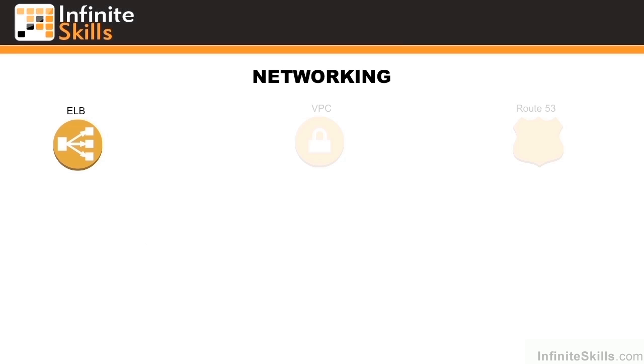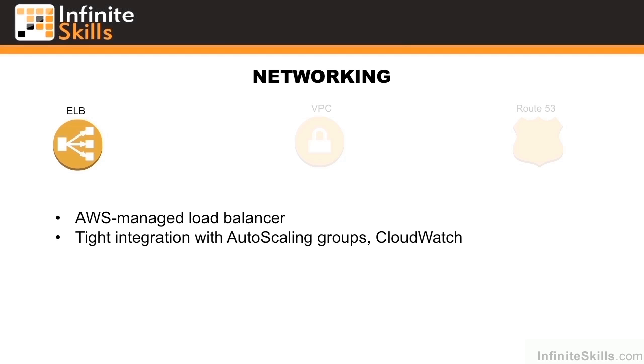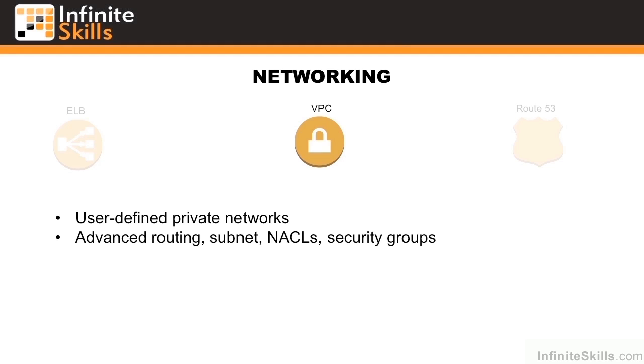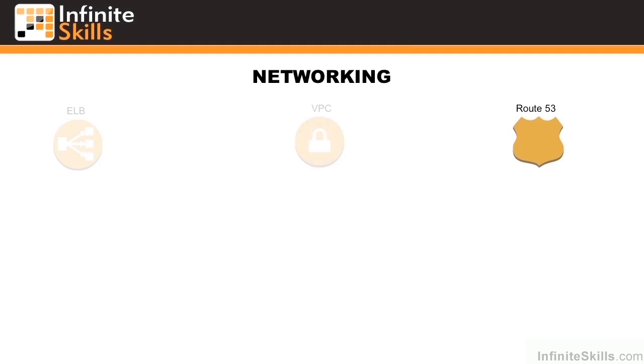Moving on to networking, we have ELBs, or Elastic Load Balancers. These are AWS managed load balancers. They provide tight integration with autoscaling groups and CloudWatch. They enable round-robin or sticky session algorithms. Moving on to VPC, or Virtual Private Cloud. These are user-defined private networks inside of Amazon. They enable advanced routing, subnets, network access control lists, or NACLs, and security groups. VPC, like autoscaling, is provided at no additional cost.